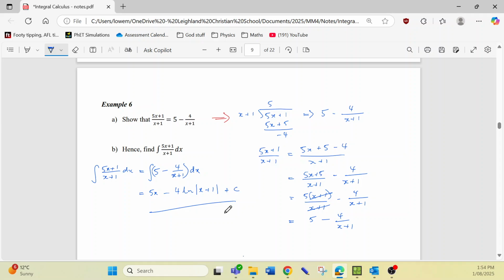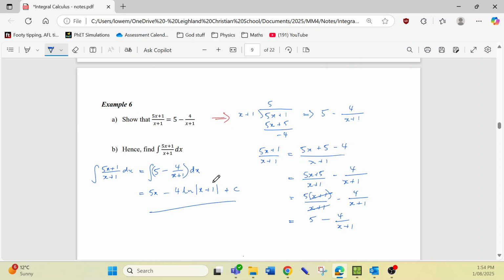Why does it use straight lines instead of brackets? Because as a function, log of x plus 1, the x plus 1 part has to be positive. These straight lines represent the absolute value. So if you've got a negative value for x, then this will ensure that that whole thing becomes positive. So that's why. Any other questions?